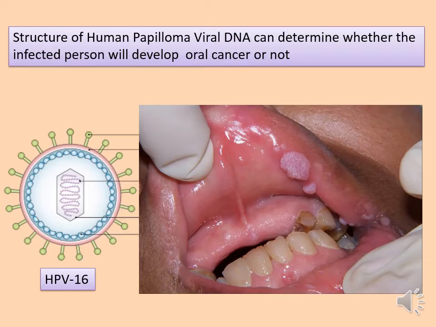Another reason for learning about DNA is that certain DNA viruses can cause oral diseases. For example, certain virulent strains of human papillomavirus such as HPV-16 can cause cancers in the oral cavity. And their strength or virulence is determined by their DNA.